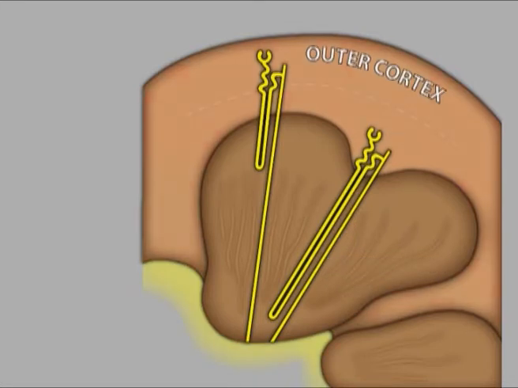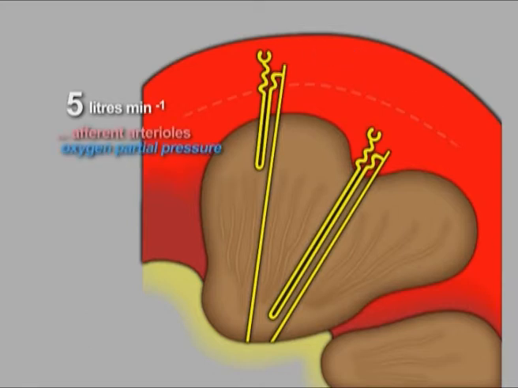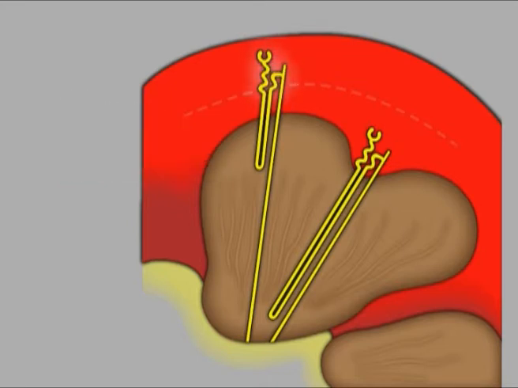The outer renal cortex receives a rich flow of well-oxygenated blood. In this region, an arterial flow rate of 5 litres per minute would be normal. The afferent arterioles will have an oxygen partial pressure of about 50 millimeters of mercury. These parameters are optimal for outer cortical nephron function.